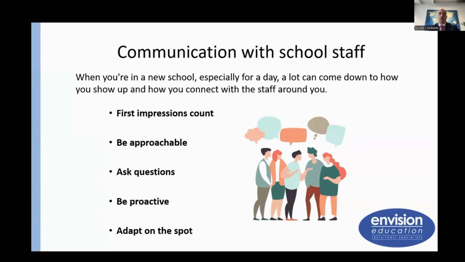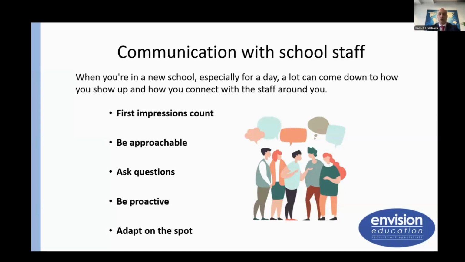Being approachable, so showing that you're open to support, and you're open to advice, and you're open to guidance, and you're open to direction. Showing that goes a really long way when you're working in a school environment. Asking questions as well. There's no such thing as a silly question, as they say. Always asking questions shows that you're interested in working in the school, and you're interested in supporting the child and improving the outcome and the life of that child.